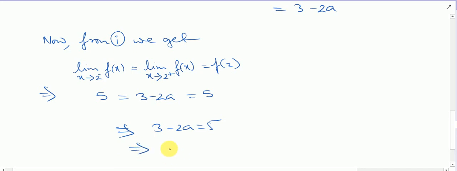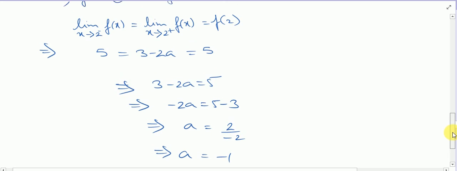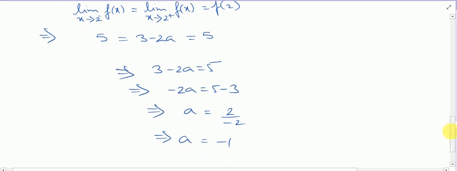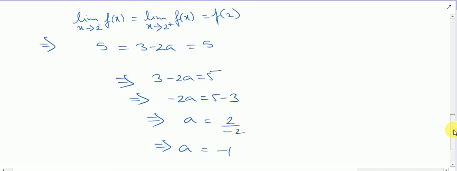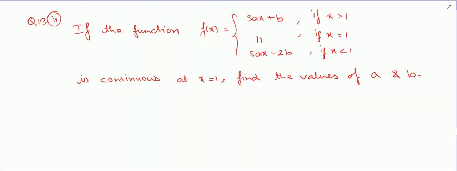So we will get minus 2a is equal to 5 minus 3. This implies a is equal to 2 upon minus 2. So a is equal to minus 1. So you got the value for a. Now see the next question.